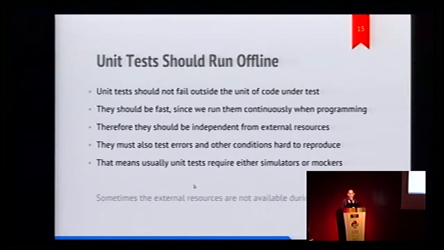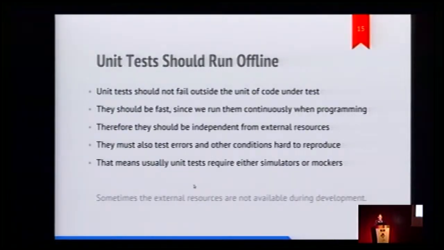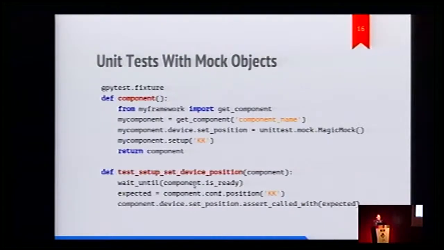But we want the unit tests to run offline. We want them not to fail outside the unit of code under test, and they should be fast since we run them continuously when programming. Therefore, they should be independent from external resources, and they must also test errors and other conditions hard to reproduce. And that means unit tests usually require either simulators or mockers. Also because sometimes the external resources are not available during development.